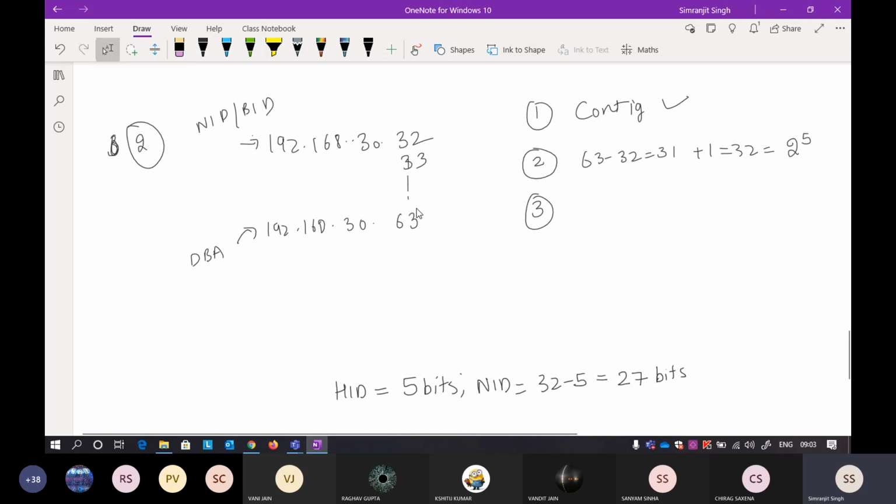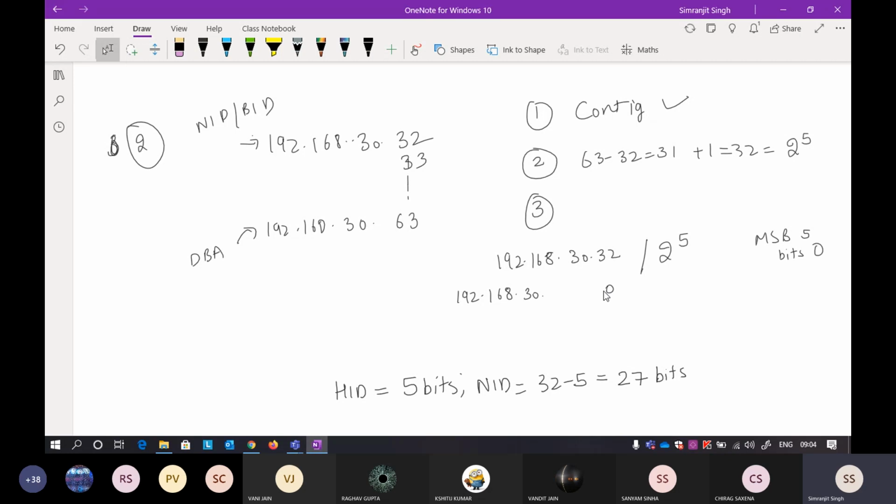The third condition is that the first IP address of the block should be completely divisible by the size of the block. What is the size of the block here? It is 2 raised to power 5. So 192.168.30.32 should be divisible by 2 raised to power 5. If it is completely divisible, the least significant 5 bits should be 0. So now check it: 192.168.30.32. I think it is divisible.